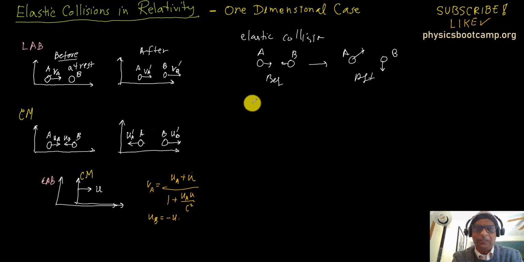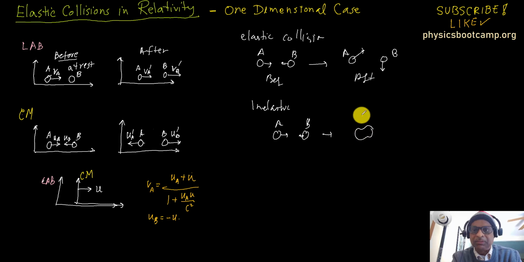Consider what would be inelastic. A maximally inelastic collision would look like this: A and B, and maybe they just become one blob, some C. So this is inelastic. So this may go that way.